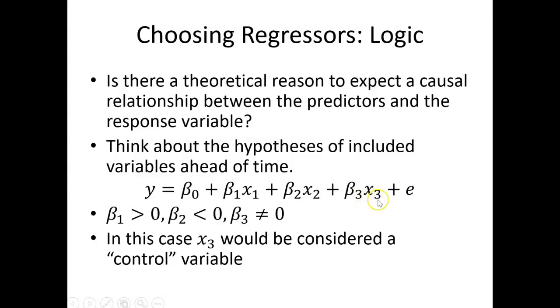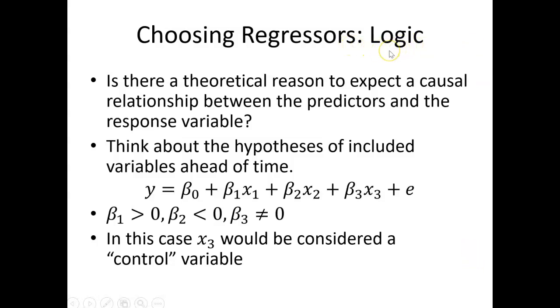and we think it might matter, but we're not sure in which direction. It might be school district, or it might be a variable that correlates to a certain town. And so even though we might not expect that X3 has a causal relationship on Y, it might be the case that we think it might matter, and so we'd include it just to see what happens, and that would be considered a control variable. Okay, so logic is important.